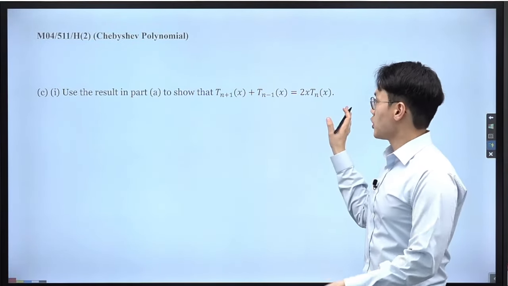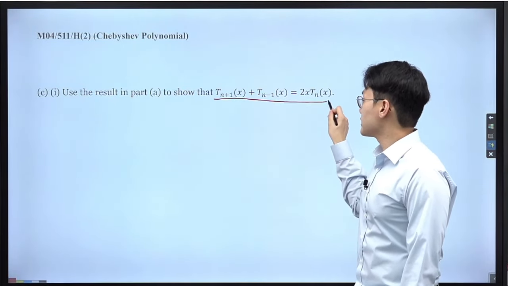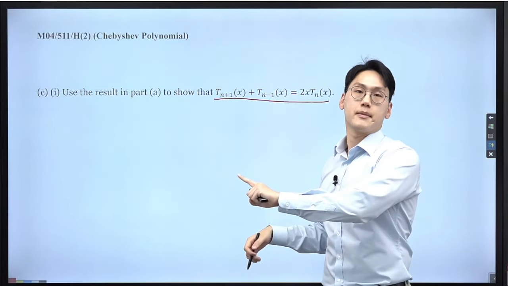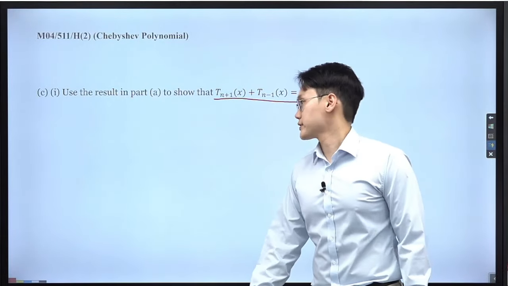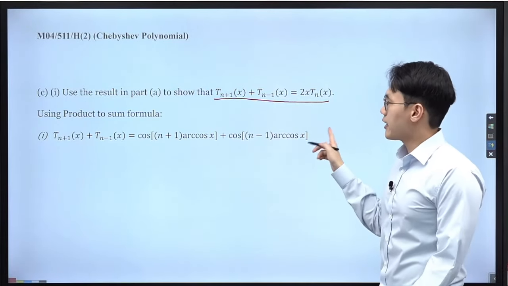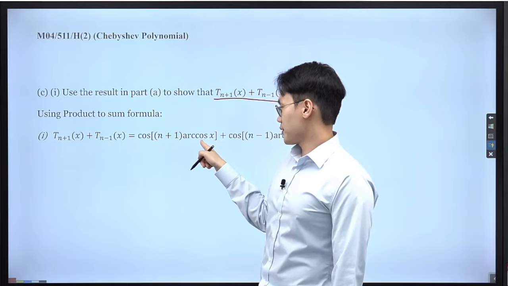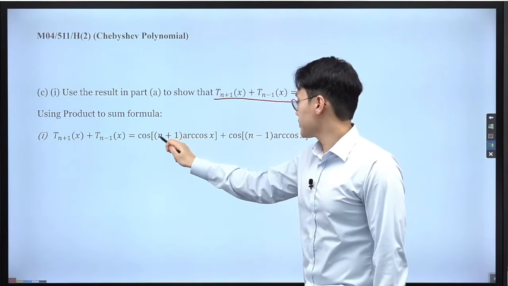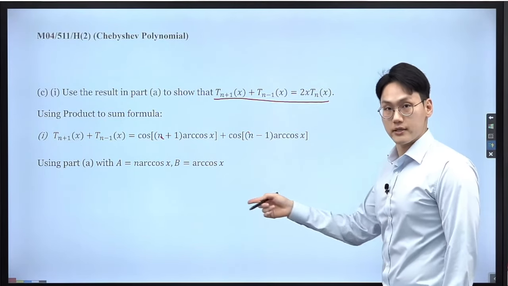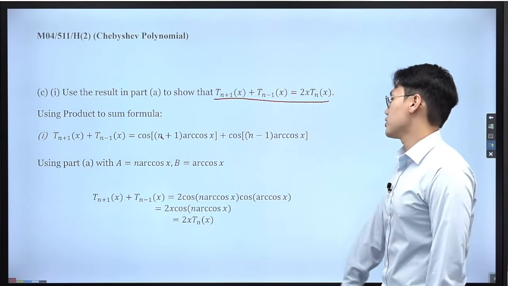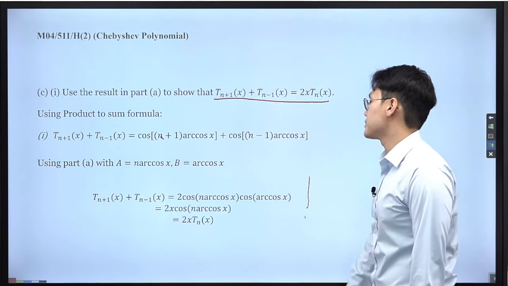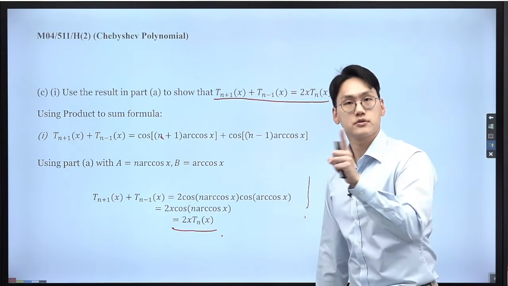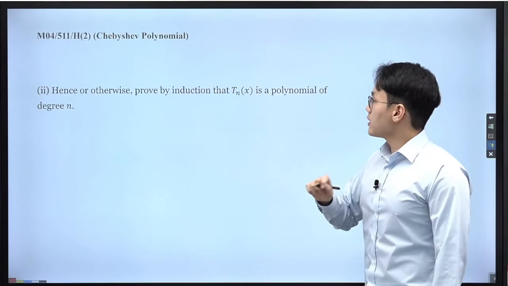Now you also have to show the following identity using the product to sum formula, where cosine a plus b plus cosine a minus b becomes 2 times cosine a cosine b, right? So if I use that formula right here, n times arc cosine x is going to be my a, and arc cosine x is going to be my b, so it's a plus b, a minus b right away. Then if you use the identity, you can narrow it down to 2x times T_n x as desired, from the identity that we proved from the product to sum formula. Okay, that is great. Now let's go for the induction.